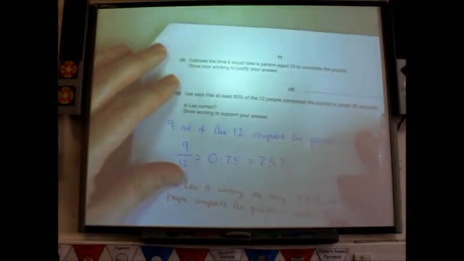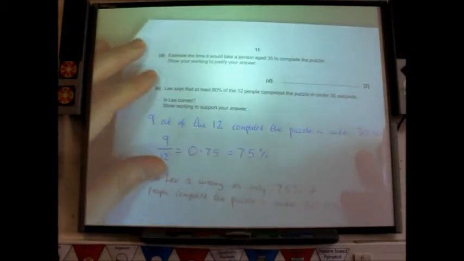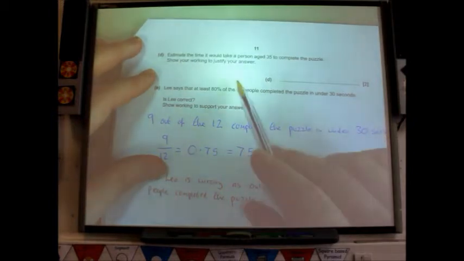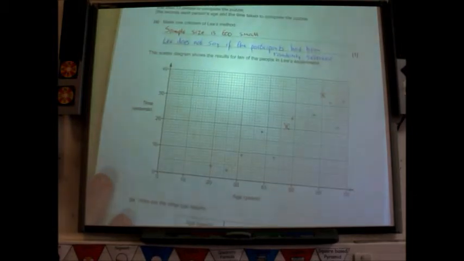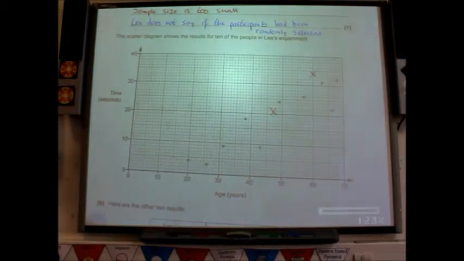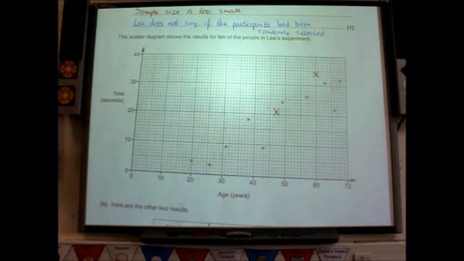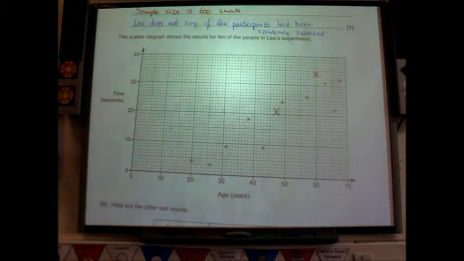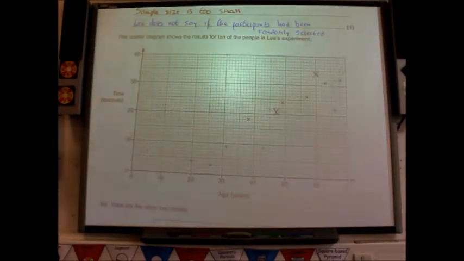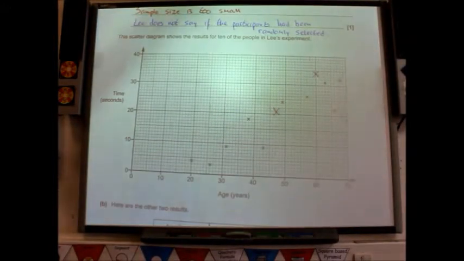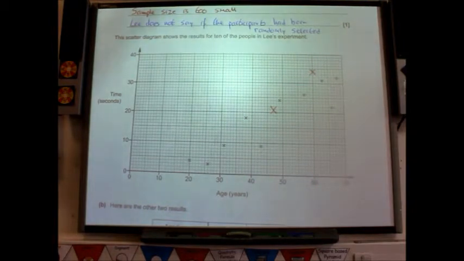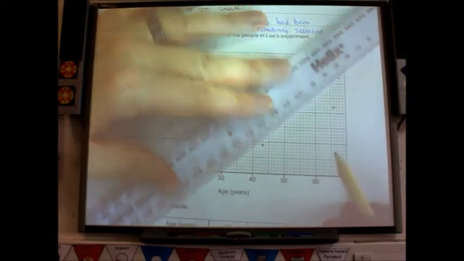Estimate the time it would take a person aged 35 to complete the puzzle. Show your workings to justify your answer. What that means is, on a scatter graph, in maths at least, you can draw something called a line of best fit. A line of best fit is quite simply a line that fits the best. So you get your ruler, and you want to have roughly the same number of crosses either side, and your line has to follow the general trend. So it's got to be something like this.